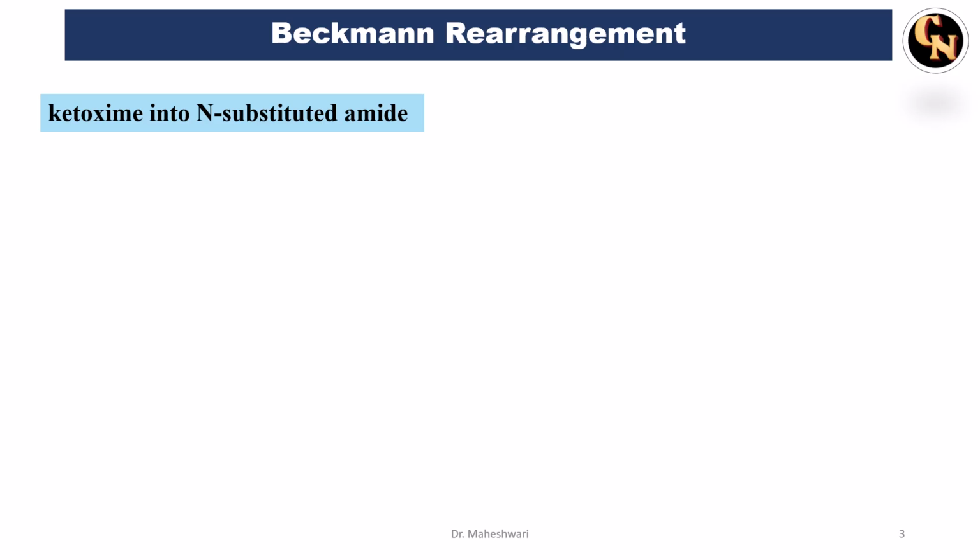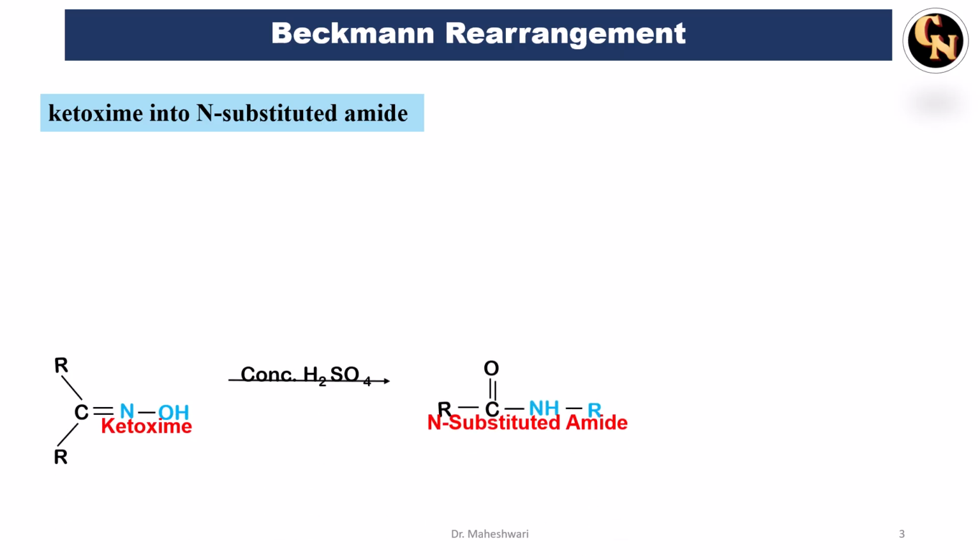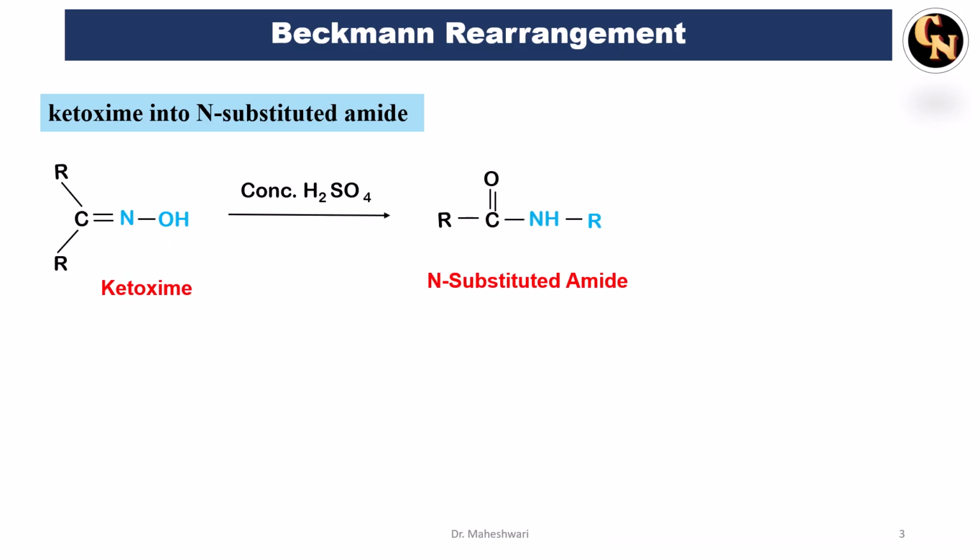So once the ketoxime is prepared, what we have to do? We are going to convert it into an amide, an N substituted amide. This reaction is called Beckmann rearrangement. We are converting ketoxime into N substituted amide, and aldoxime will be converted into a nitrile, C triple bond N.